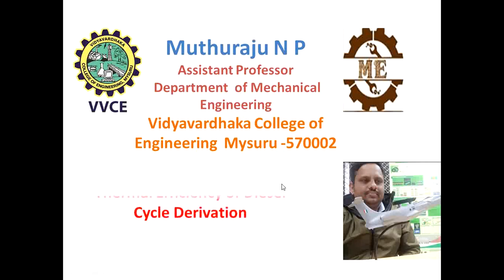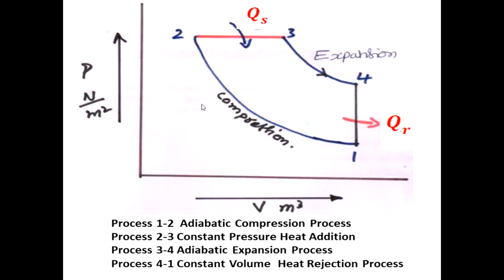Mysuru 2. I will explain the thermal efficiency of the diesel cycle derivation now. First and foremost, for any derivation, you want to note the PV diagram for this diesel cycle. On the PV, pressure-volume diagram, 1 to 2 is adiabatic compression, 2 to 3 is constant pressure heat addition process. What will happen at this particular point?